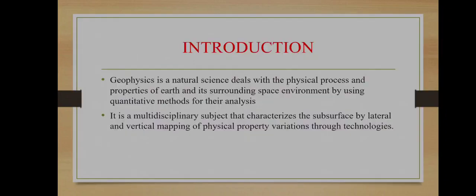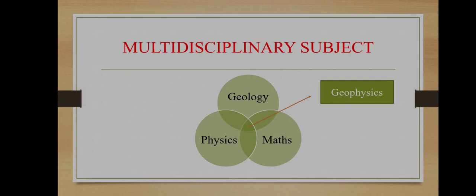So, introduction. Geophysics is a natural science that deals with the physical processes and properties of the earth and its surrounding space and environment by using quantitative methods for their analysis. It's a multidisciplinary subject that categorizes the subsurface by lateral and vertical mapping of physical property variations through technologies. It is multidisciplinary, containing geology, physics, and maths, and so it's called geophysics.